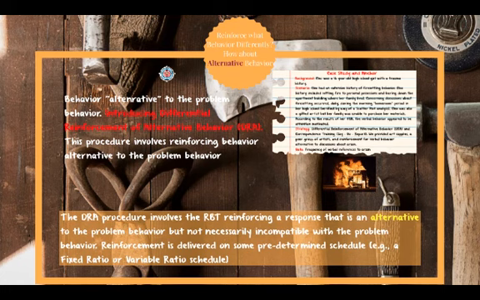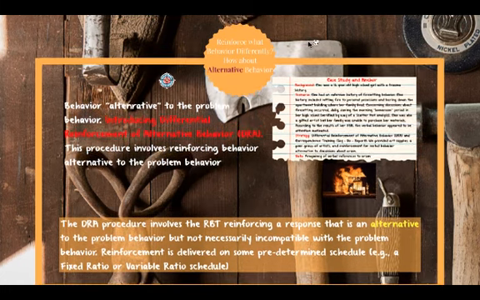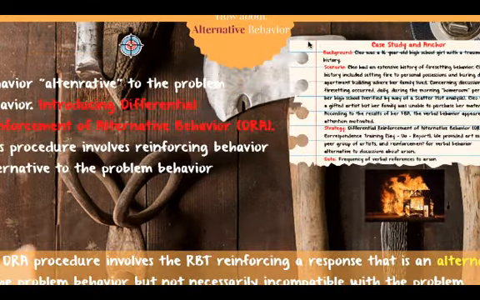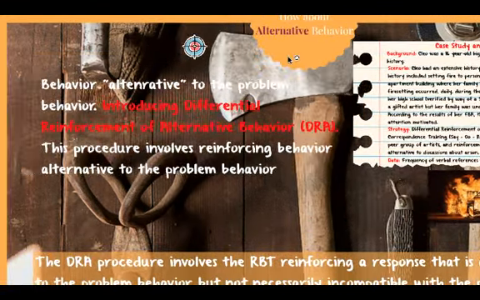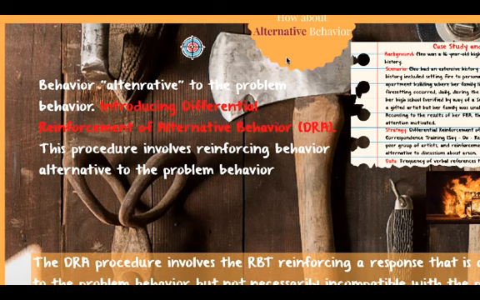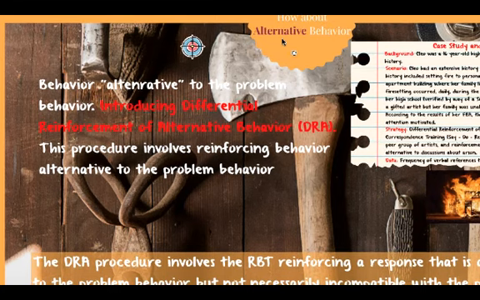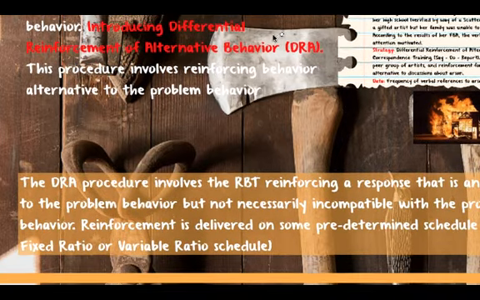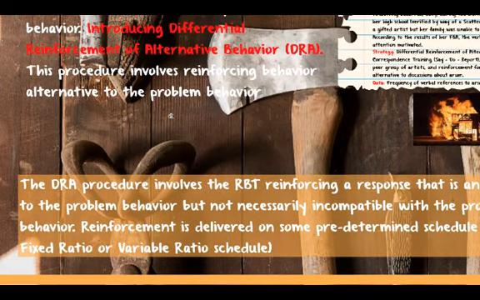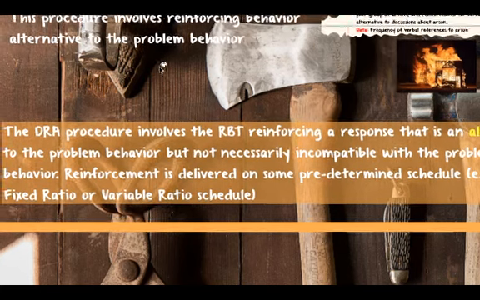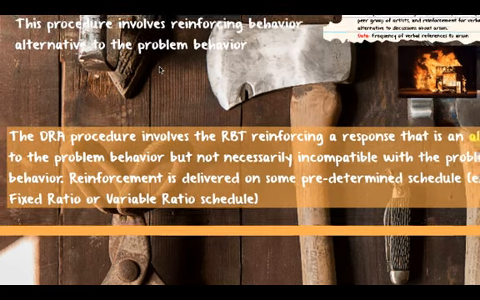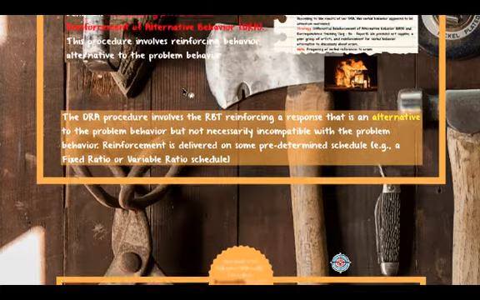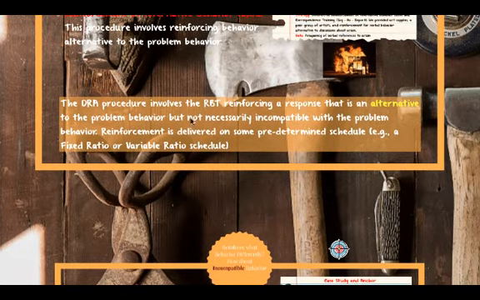The next strategy is what's referred to as differential reinforcement of alternative behavior. So now we're providing a level of specificity to an individual. We are telling them what to do. We're naming what the alternative is. This is a procedure that involves reinforcing a very specific alternative to the problem behavior. So the DRA procedure involves the registered behavior technician reinforcing a response that's an alternative to the problem, but not necessarily incompatible with the problem. We'll talk about that one in a moment.